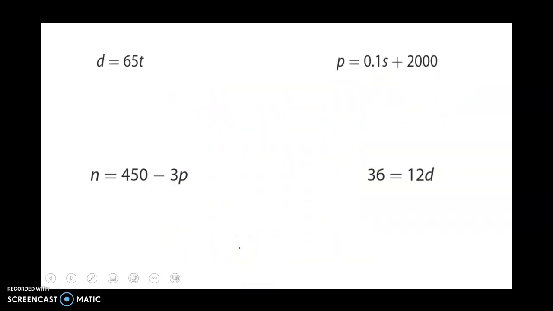All right, we wanted to show you this because equations can come with different letters, but they still mean the same thing. Nothing changes. Instead of x's and y's, you got d's and t's, you got d and n's and p's, you got a bunch of different letters. They all mean the same exact thing.